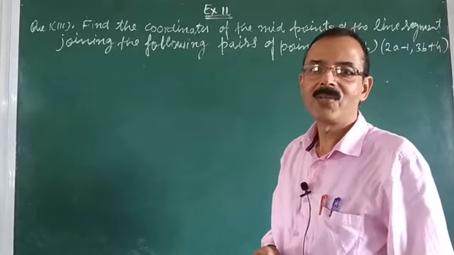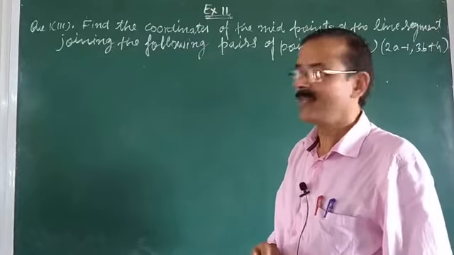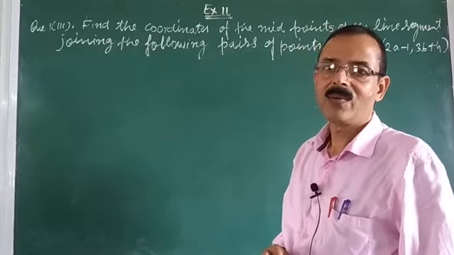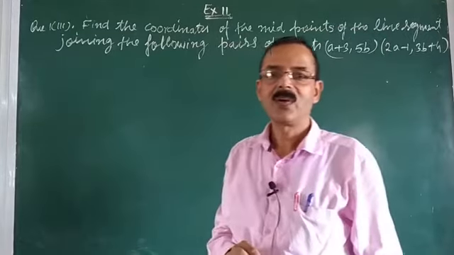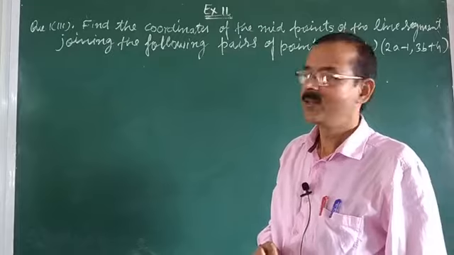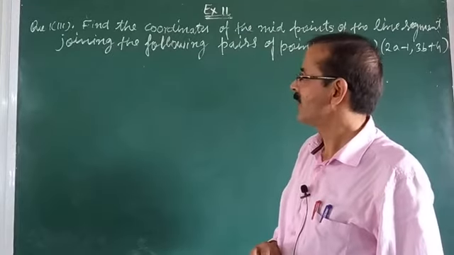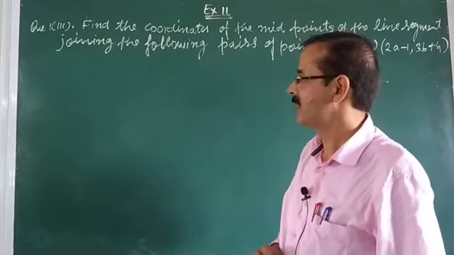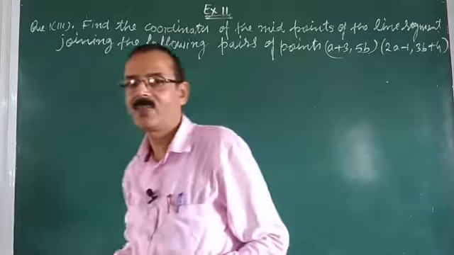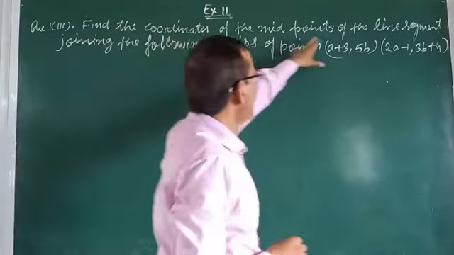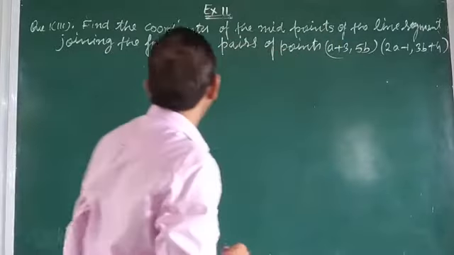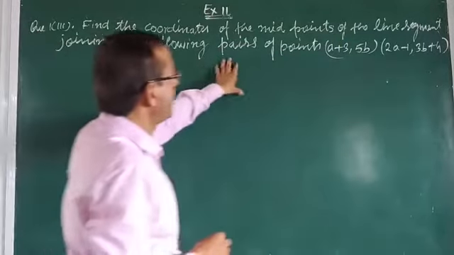So students, I am going to start exercise questions on the basis of the section formula. Yesterday, in the previous video, I covered the section formula, midpoint and centroid. Related to those topics, I am going to start the questions from the exercise. Let's see question number 1, third part. Find the coordinates of the midpoints of the line segment joining the following pairs of points.